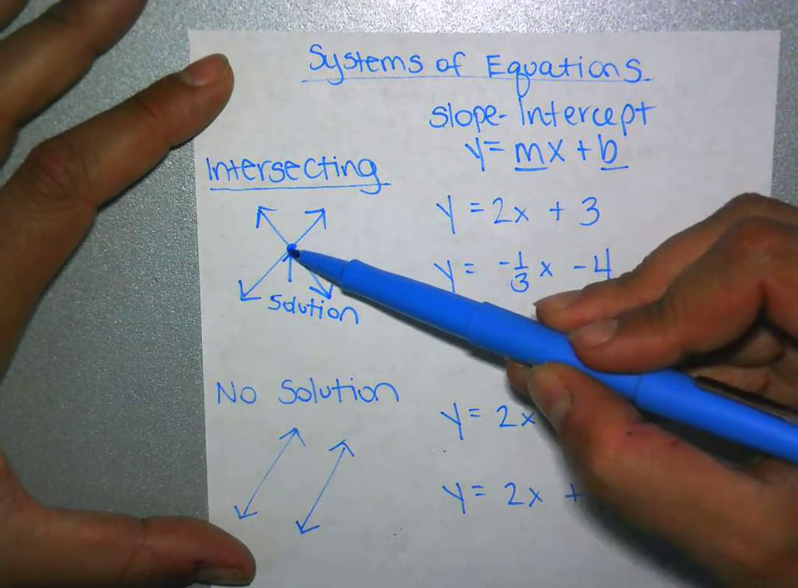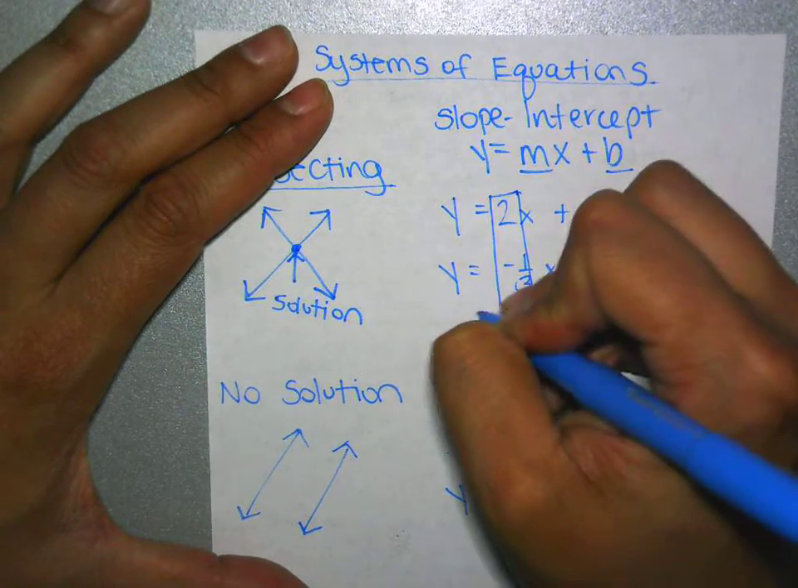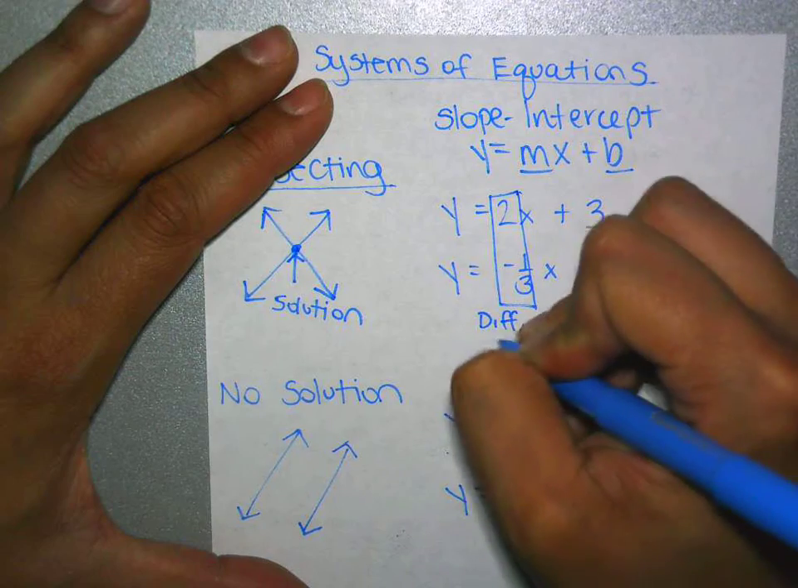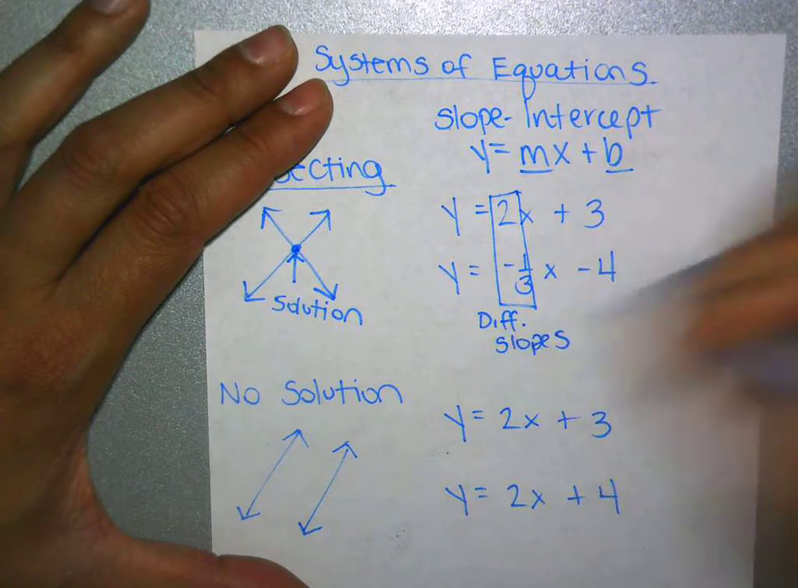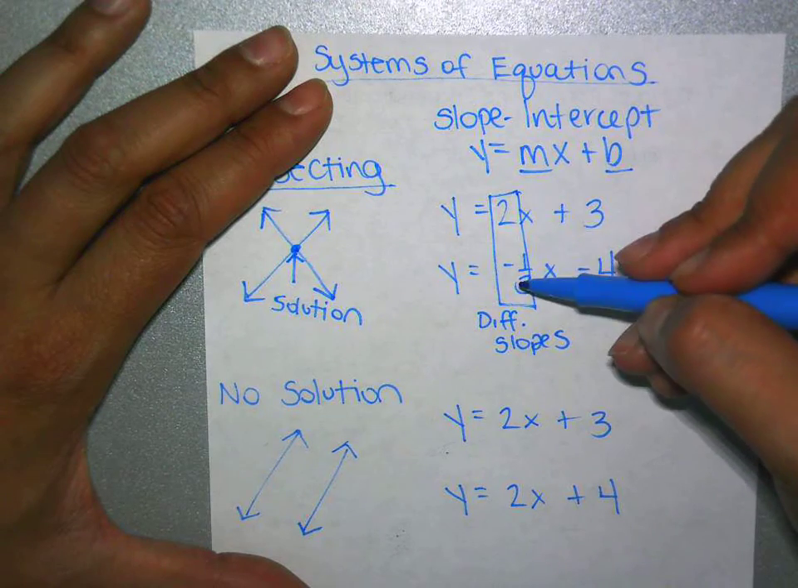For intersecting lines, the most important thing is that they had different slopes. The y-intercepts did not matter as much. They just had to have different slopes.